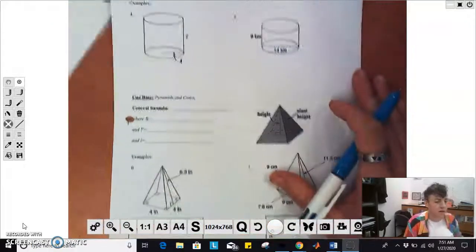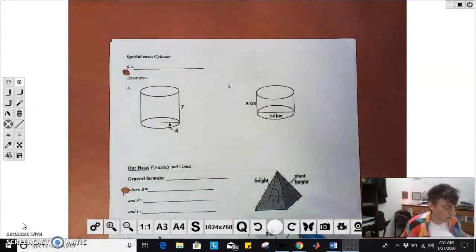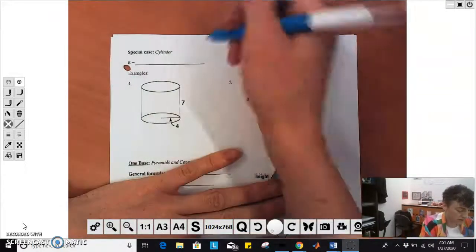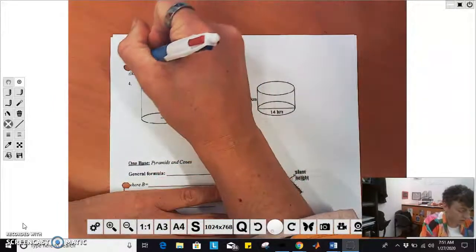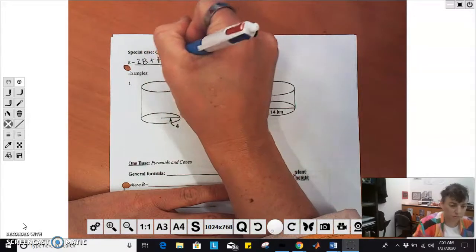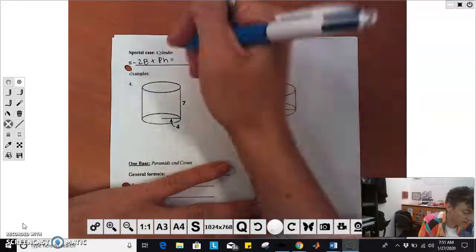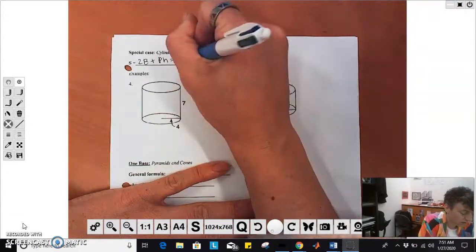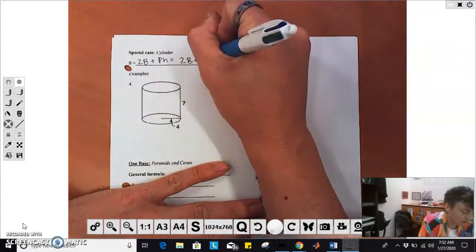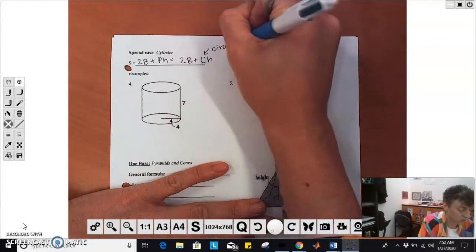All right. A cylinder is kind of a special case of that last formula, where the surface area is still 2 times the area of the base plus the perimeter times the height. But the perimeter of a circle is what? It's called the circumference. So this is 2B plus C times h, where C is circumference.